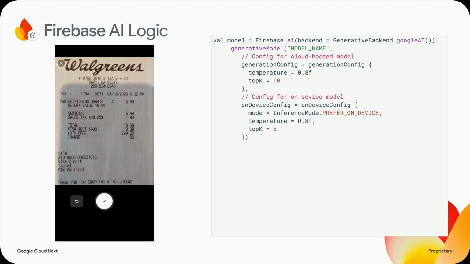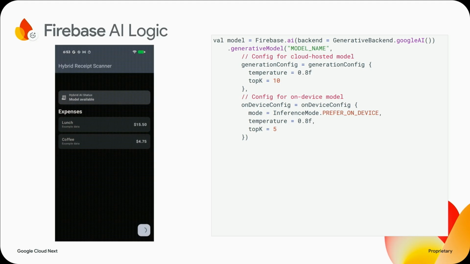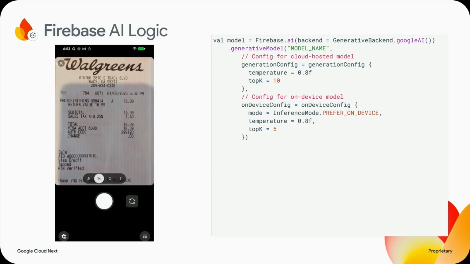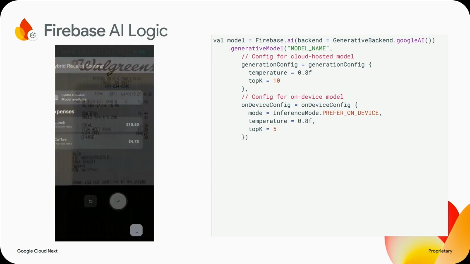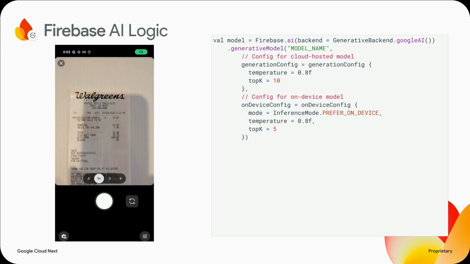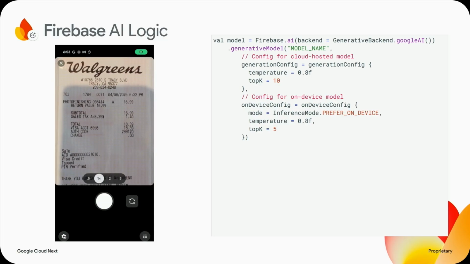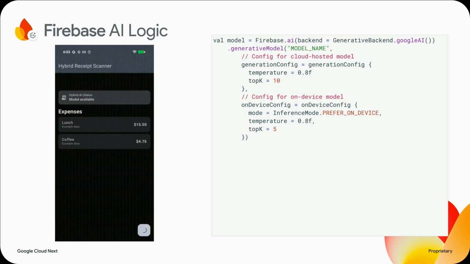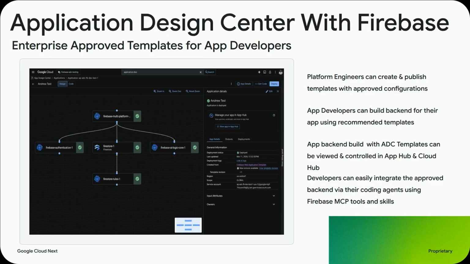I want to call your attention to the prefer on-device option that's there. There are different options for that, so you can prefer on-device, define on-device only, prefer in the cloud, and so on, so that you can customize Firebase AI Logic to correspond to the way that you want your app to handle or prioritize which models they want to use for particular situations.